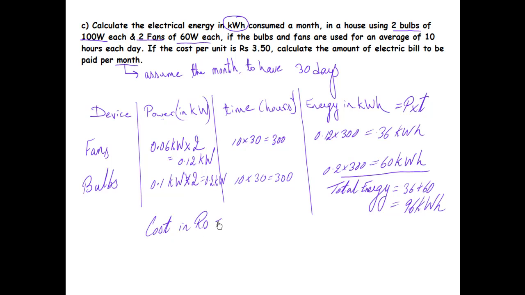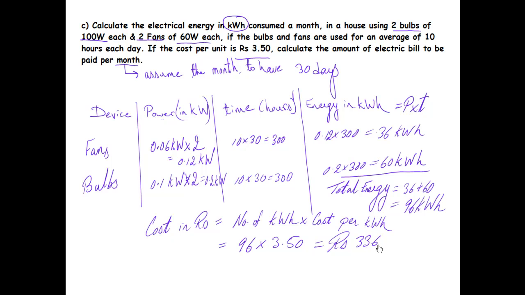The bill in rupees will be the number of kilowatt hours consumed into cost per kilowatt hour. So number of kilowatt hours consumed is 96 and cost per kilowatt hour is given in the question as 3.50 rupees, and as a consequence the answer turns out to be 336 rupees. So we can write 336.00 rupees.